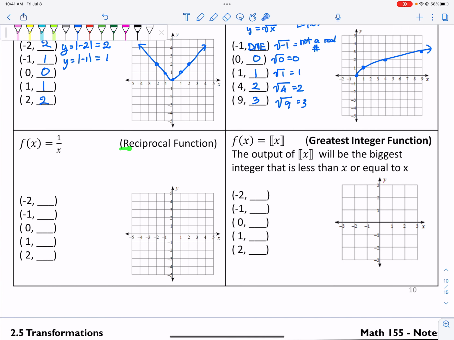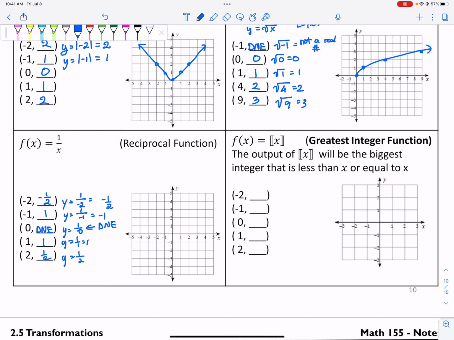Next, we have the reciprocal function. f of x equals 1 over x. So if we input a negative 2 into x, we end up with a negative 1/2. For y, if we plug in a negative 1 into x, we end up with a negative 1 for y. If we plug in a 0, we can't have a 0 in the denominator, so that point doesn't exist. If we plug in a 1, y equals 1 over 1, which is 1. Plug in a 2, 1 over 2.